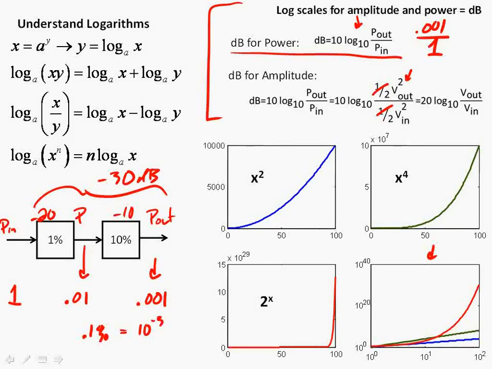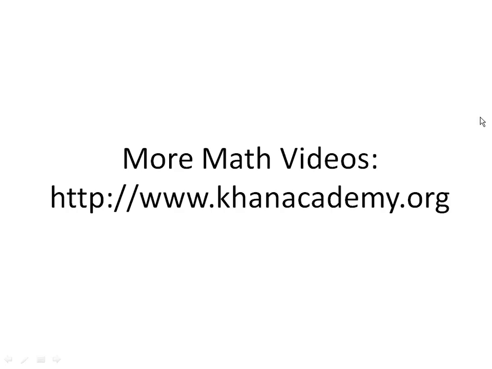So we get V squared out divided by V squared in. Remember, with this law of logarithms right here, we can take this 2 and move it to the front and turn that 10 into 20. And so this is the equation you use to calculate decibels if you have amplitudes rather than powers coming in. And so that's the end of algebra review.